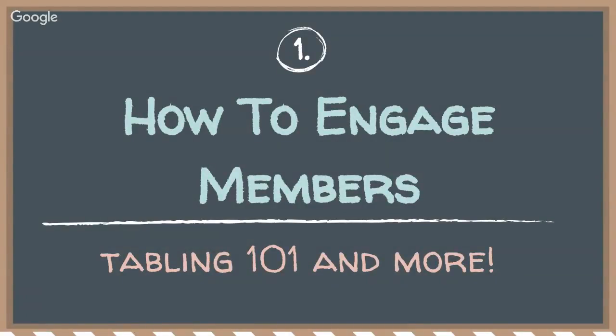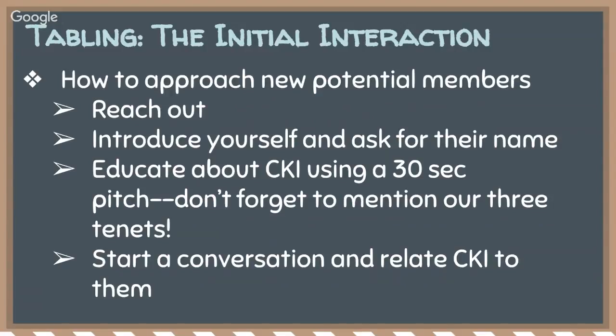All right, so I will be talking about how to engage members in the first place. So basically, this will be going over Tabling 101 and more. So tabling is the initial interaction, and it's basically the first interaction that you'll get with potential new members. So how to approach new potential members?